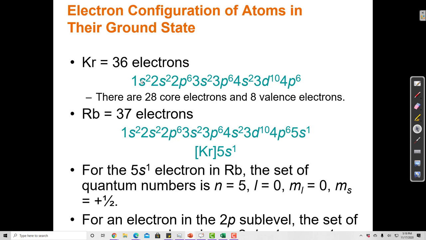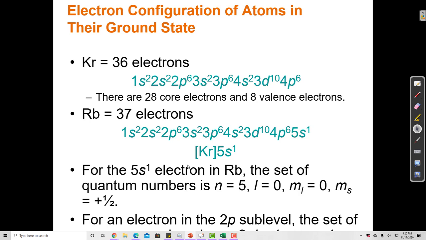So again, here's krypton. There are 28 core electrons, those in shells 1 and 2 and 3. And there are 8 valence electrons, the electrons that are in shell 4, 2 plus 6. In rubidium, there are 37 total electrons, and the ones that are in the valence shell, there's only one in a valence shell. This one. This one electron in 5s, there's one valence electron. Krypton has 8 valence electrons.